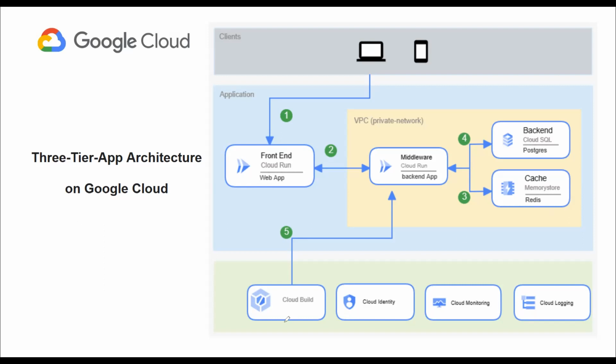Now, coming to Cloud Build, Cloud Build is used as a CI/CD tool to deploy these services on a GCP project. The other shared services used in this architecture are Cloud Identity to manage the users and groups. Cloud Monitoring and Logging are enabled by default when these serverless and managed services are deployed to GCP.